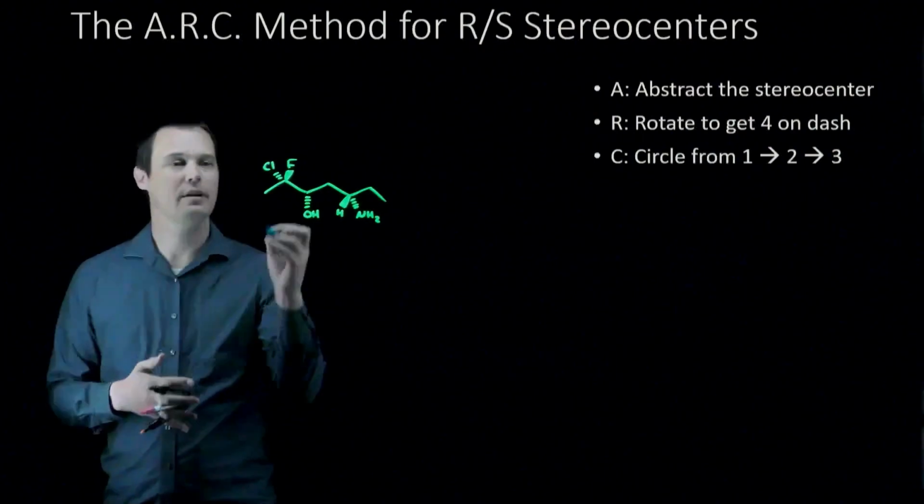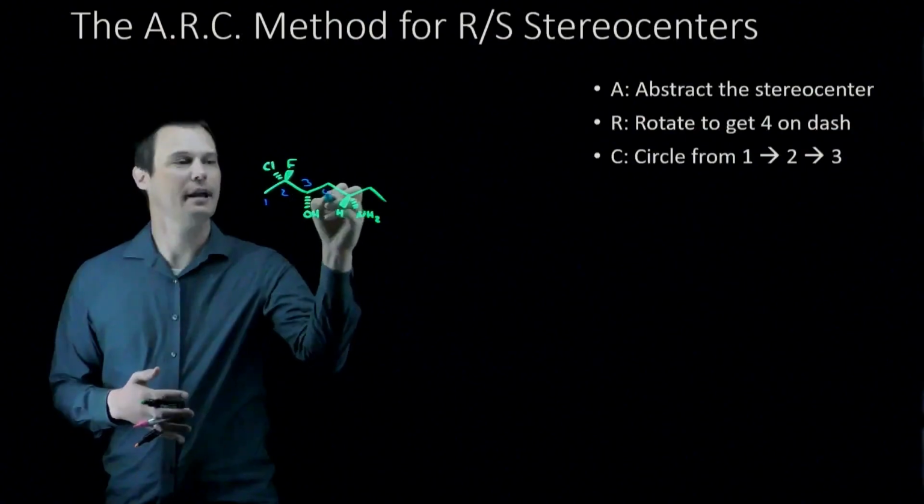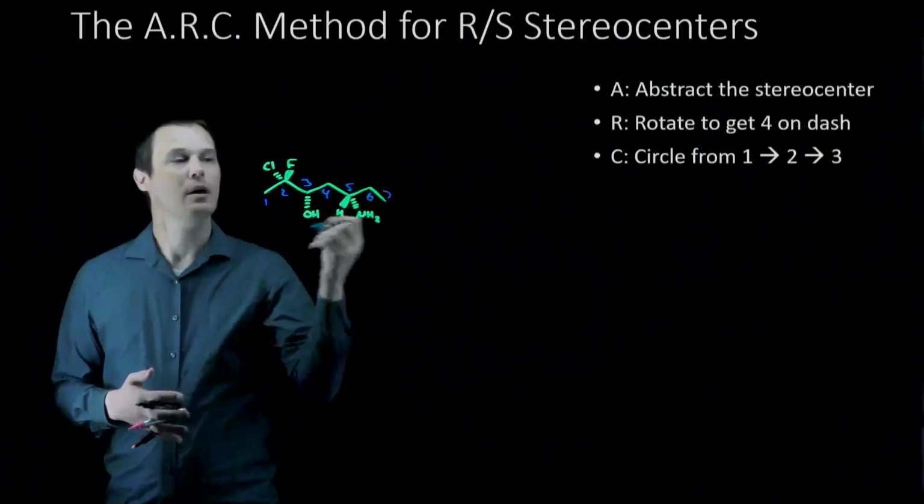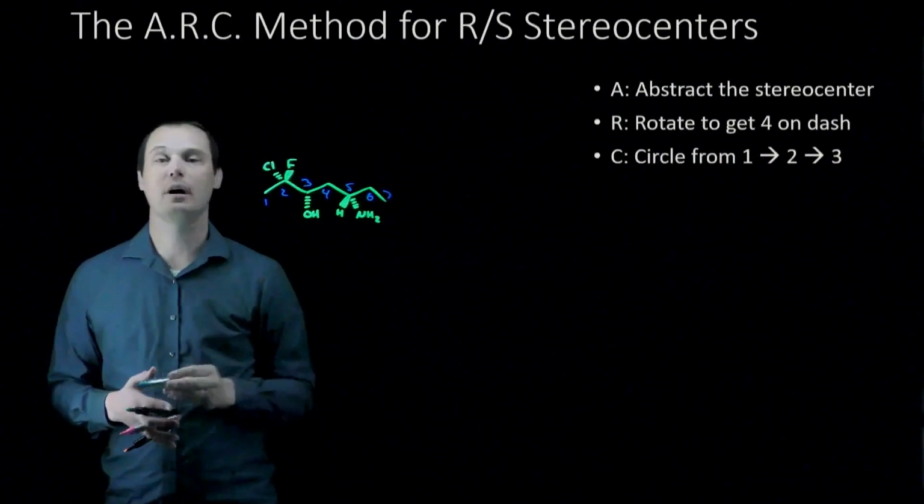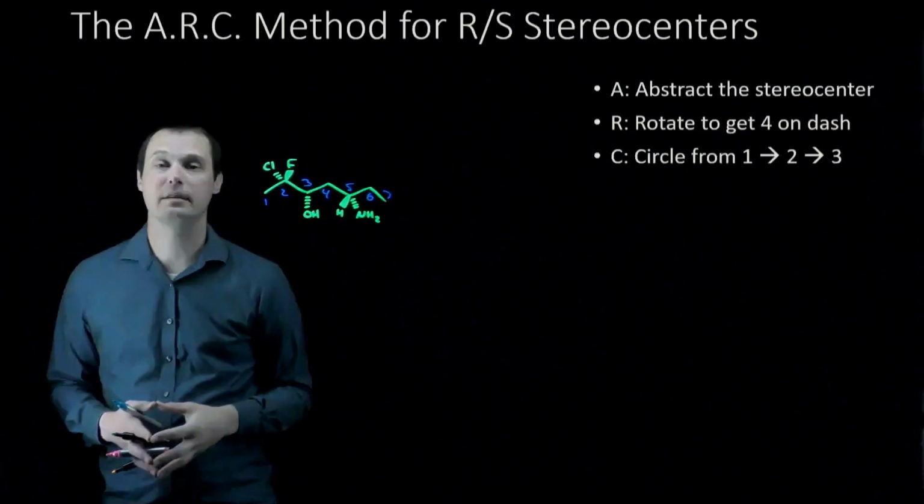Before we get started, let's go ahead and number our carbon atoms. Always a good idea in every organic chemistry problem that you do. Our stereocenters are carbon 2, carbon 3, and carbon 5. These are the ones we're going to assign in this question.